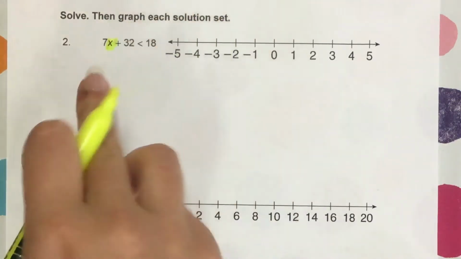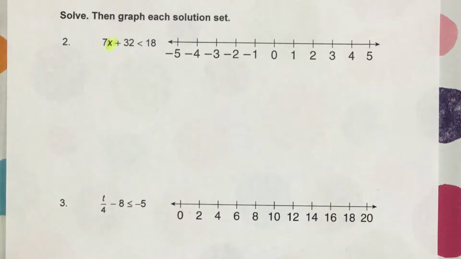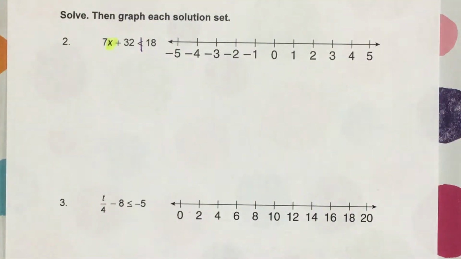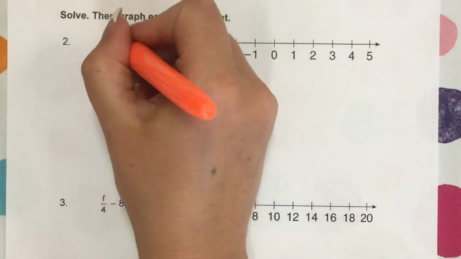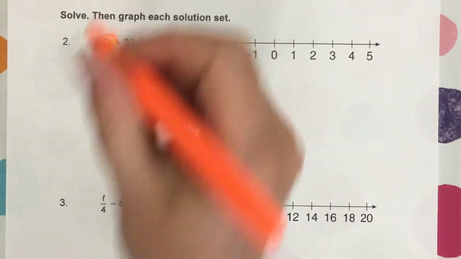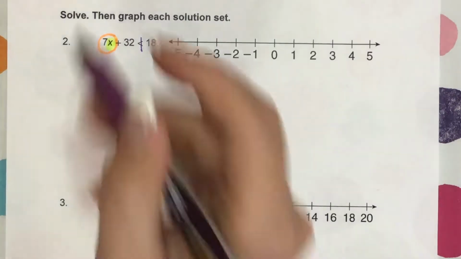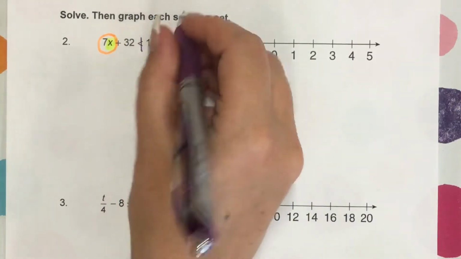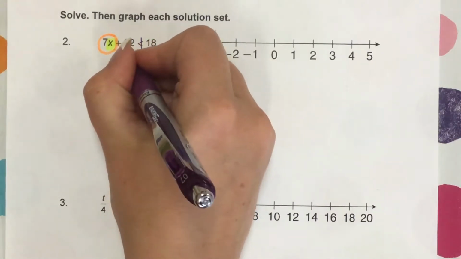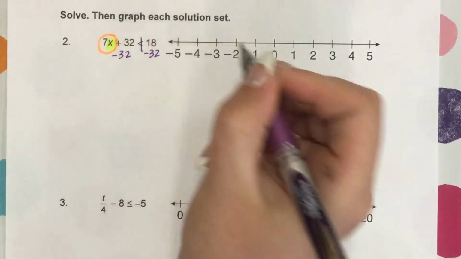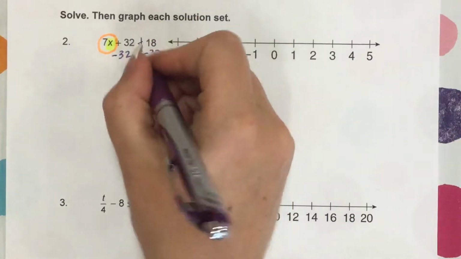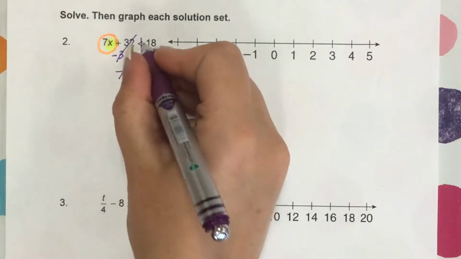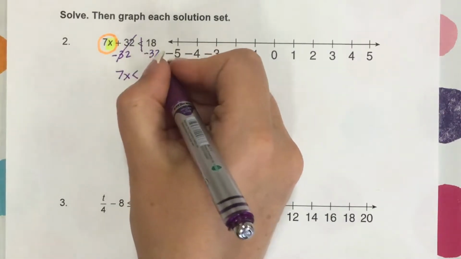Okay. Is x by itself on this side of the inequality? No, it is not. We know that we're going to keep this 7x together until the very end. So we have to get rid of this plus 32. The inverse operation of addition is subtraction, so we're going to subtract 32 from both sides. The positive 32 and the negative 32 cancel each other out. We're left with 7x is less than 18 minus 32.